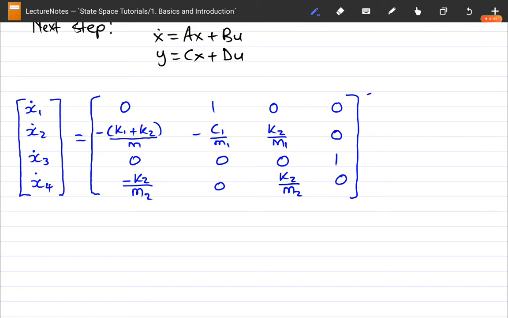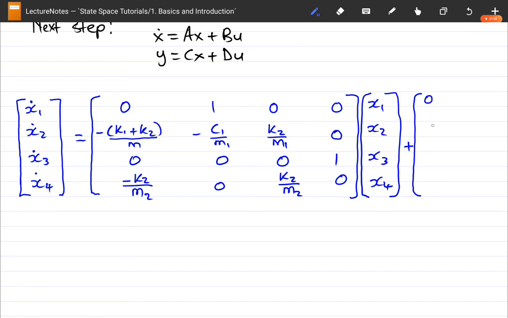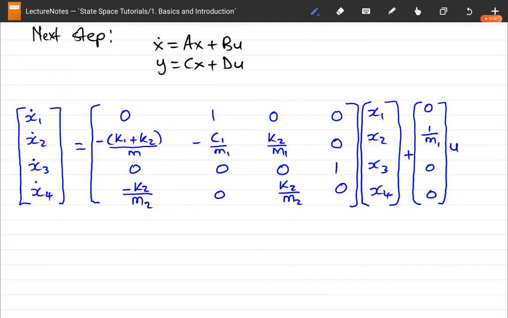And yeah, x1, x2, x3, x4, still with a bit of space, plus, and this is going to be the last part, 0, 1 over m1, 0, 0. Okay, and that is our first equation. This is the state equation.